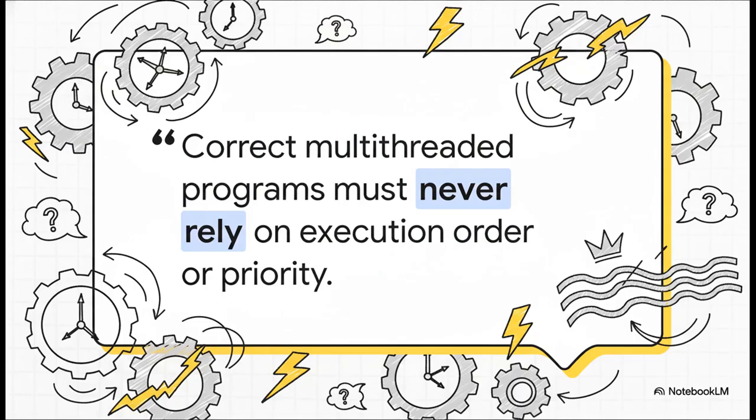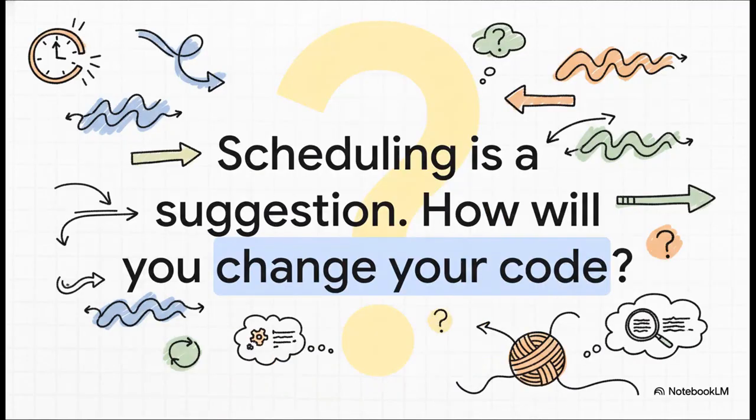A correct, multi-threaded program is one that works no matter what the scheduler decides to do. It must never, under any circumstances, rely on a specific execution order or a thread's priority to function correctly. So, I'll just leave you with this final thought. Now that you know thread scheduling is really a world of suggestions and not commands, how is that going to change how you write and, more importantly, how you debug your next multi-threaded application? It's definitely something to think about.